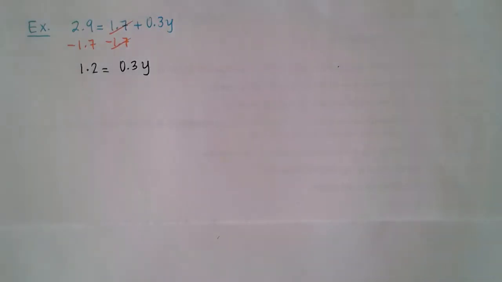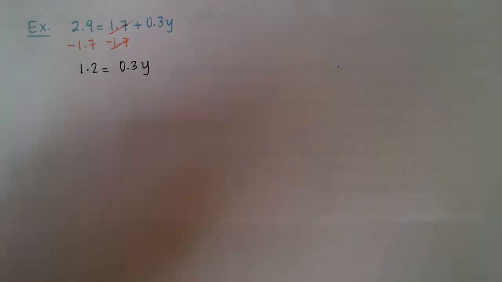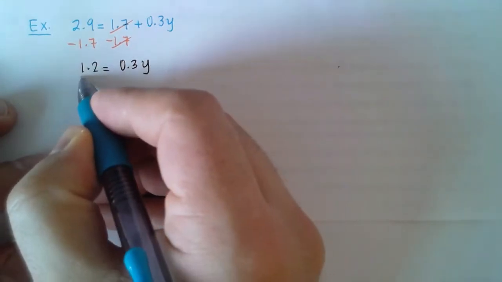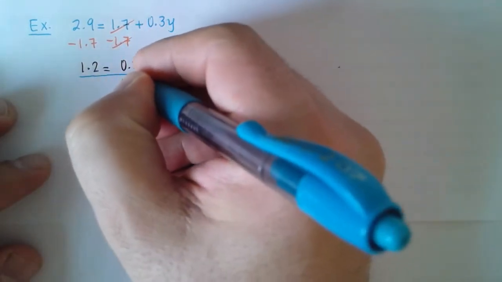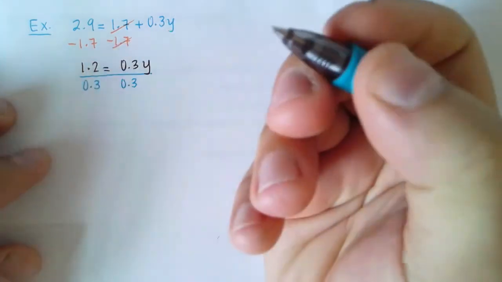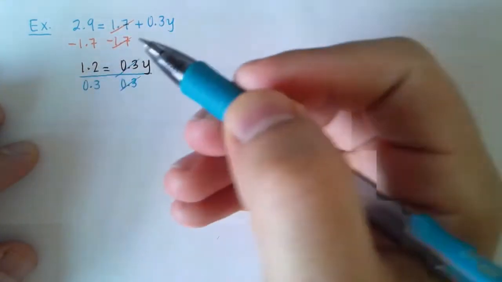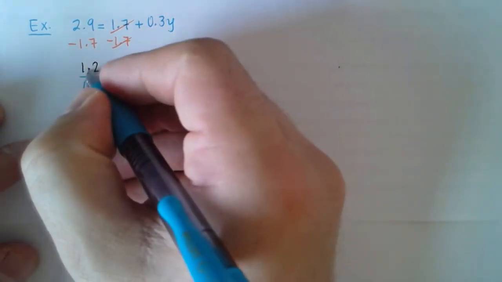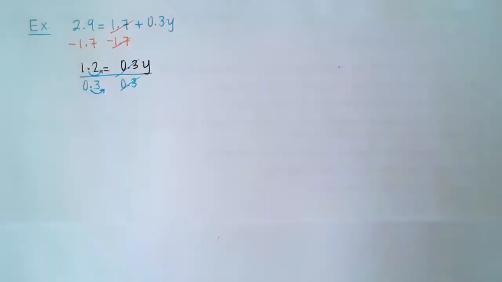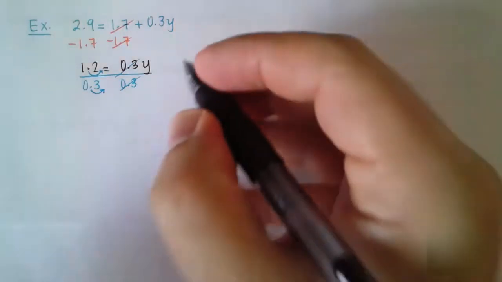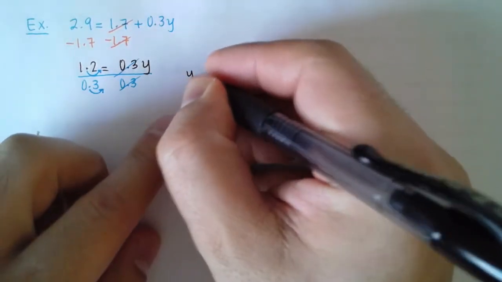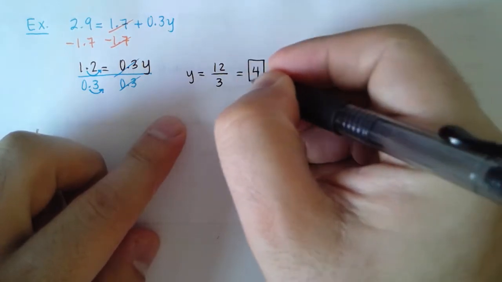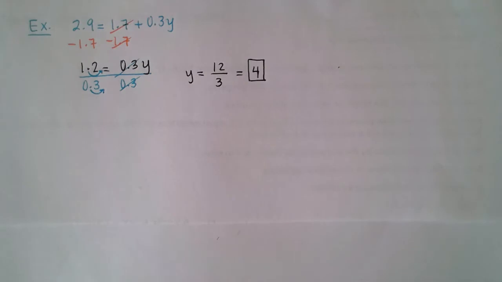Again, you will see here the division of decimals. So we want to get rid of 0.3, and it's multiplied by y. So you need to divide both sides by 0.3, so that these two will cancel. For this part, you have to make the divisor a whole number. So I move the decimal place 1 to the right. Same for this one, 1 place to the right. So that means y will be 12 over 3, which is going to be 4. So that's the answer for this problem.